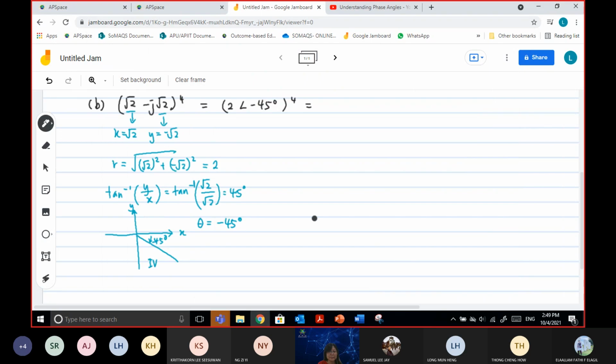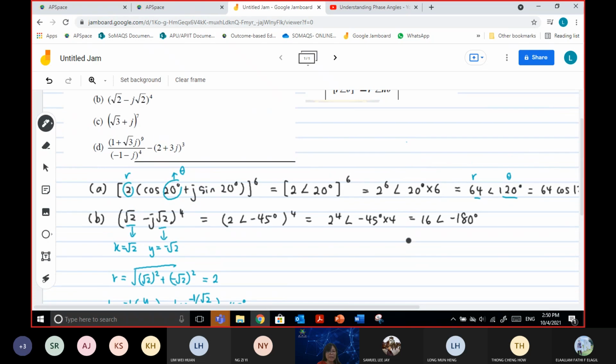Can I have Wei Huan? How to evaluate the power of 4? What should I do with number 2? 16. That means 2 power of 4. Okay, so how about negative 45 degrees? What should I do? Negative 180. How do you get negative 180? Minus 45 times 4. Yes, correct. So which is 16 angle negative 180 degrees. Okay, thank you.